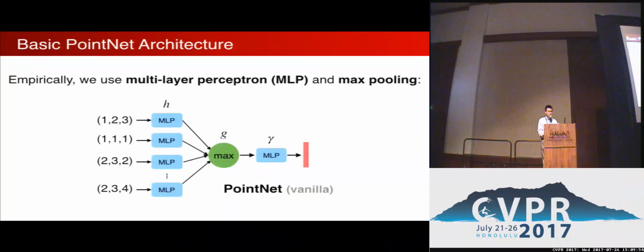Empirically, we use a simple multi-layer perceptron network as the function h, and another one for gamma. But note that the same h is shared, so the weights are shared across all the points to make the entire function symmetric. And we use max pooling. We also tried many other simple symmetric functions like average or weighted average, but empirically in our experiments, max pooling consistently works the best. In our multi-layer perceptron, it's basically fully connected layers with ReLUs and also batch normalization.